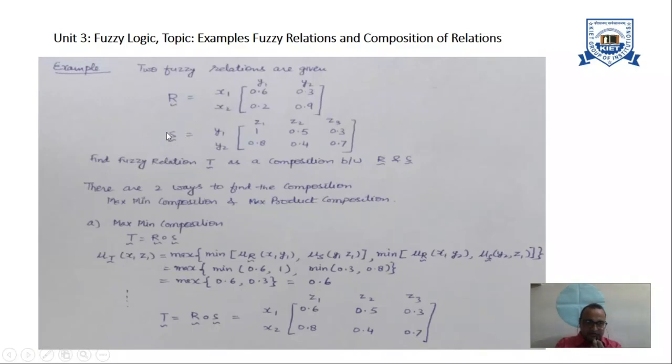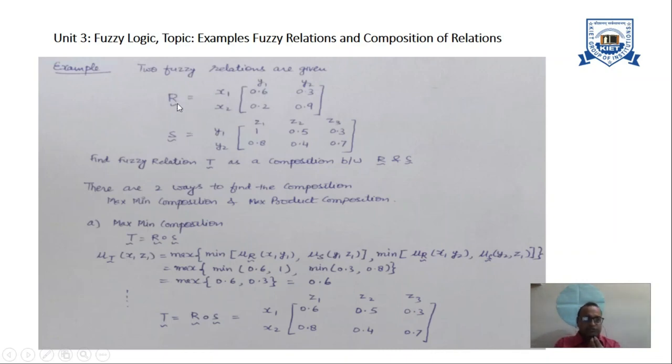So S is the fuzzy relation which is working on fuzzy set Y and fuzzy set Z. That is the condition: once we make the composition of two fuzzy relations, they must have a common universe of discourse. Unless we have a common universe of discourse, we won't be able to establish a relationship from the first universe of discourse to the last universe of discourse, right? So it's a way to represent the composition of the relations.